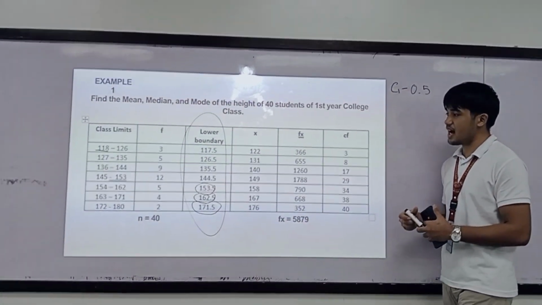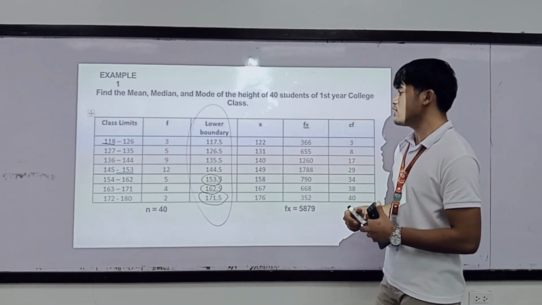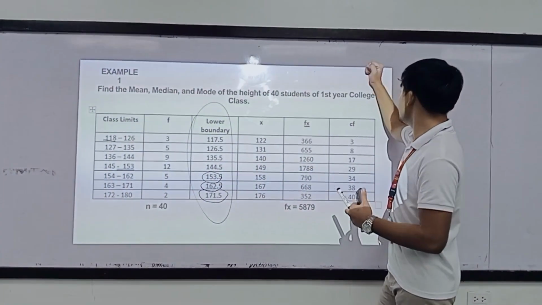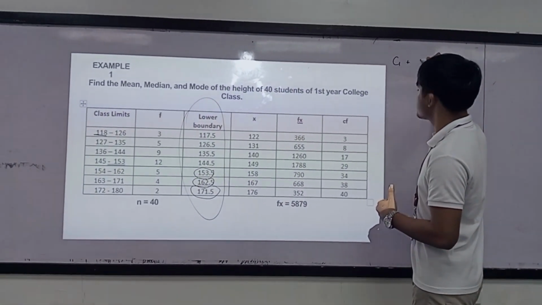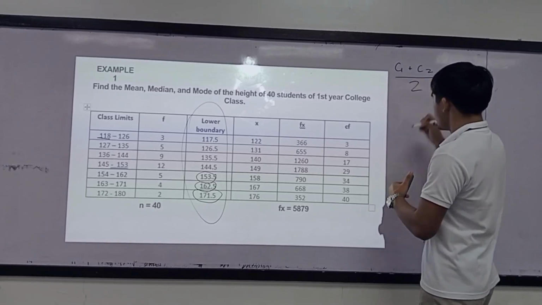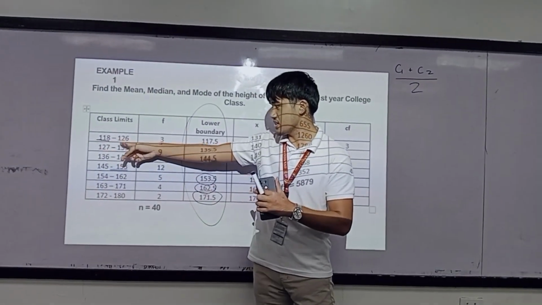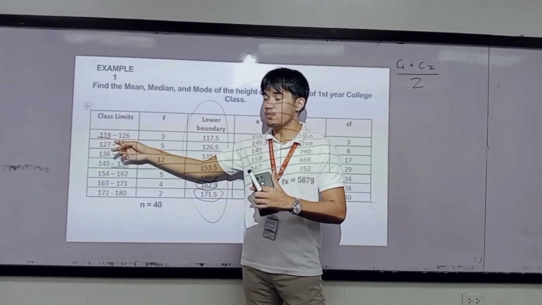So next is the class mark, or the midpoint, or the x. When solving for x, we use the formula C1 plus C2 over 2. The C1 here is this value and the C2 is this. In simple words, we just get the mean of these two values.